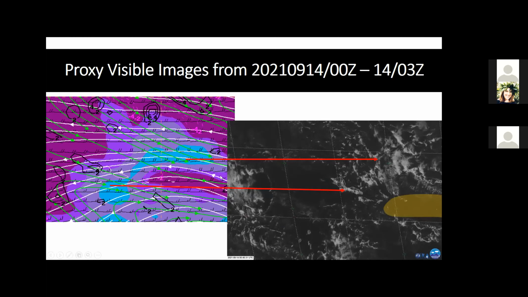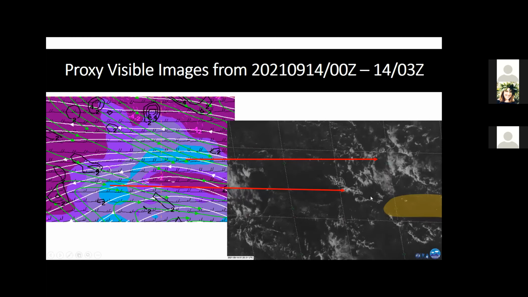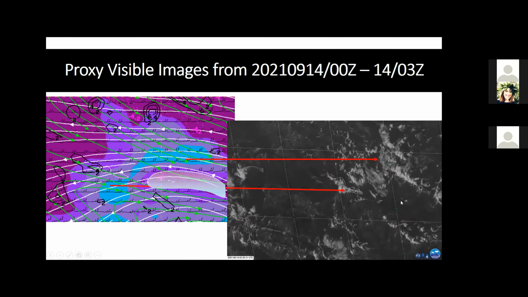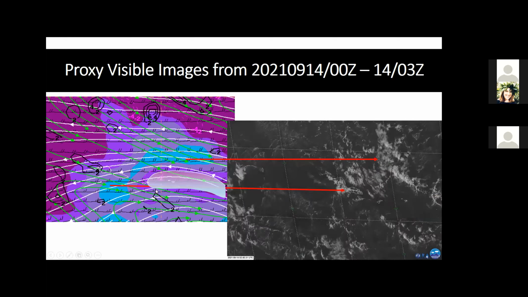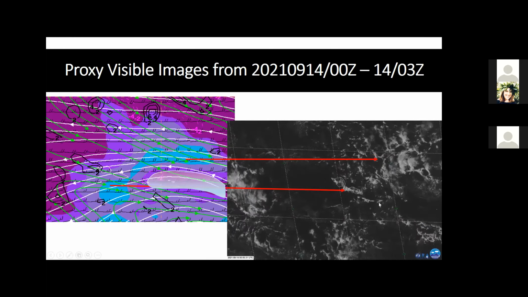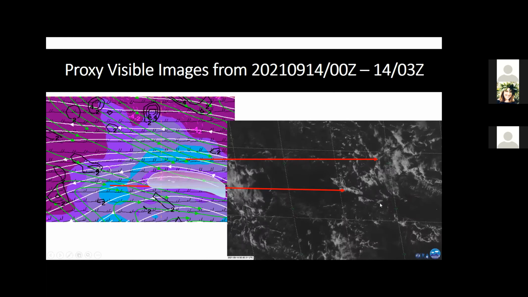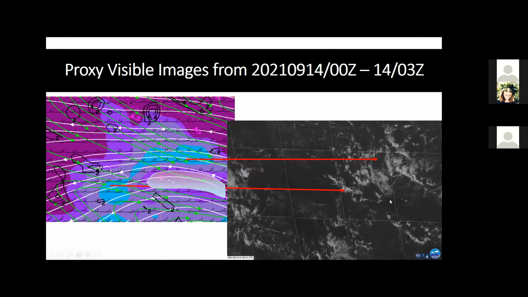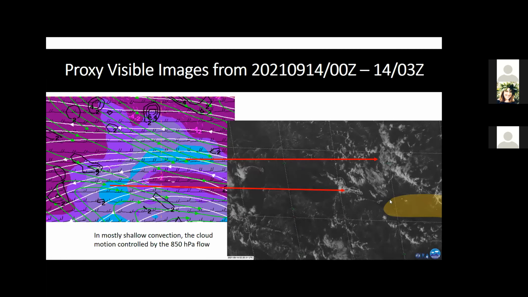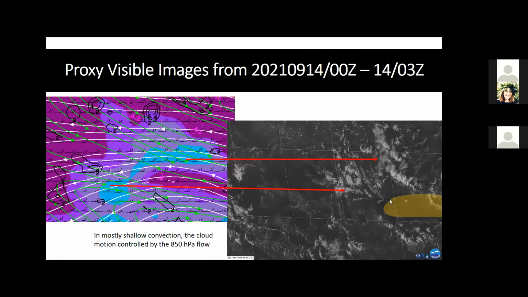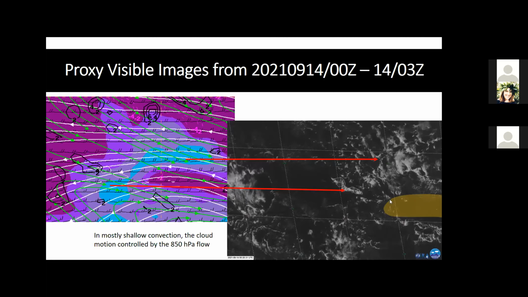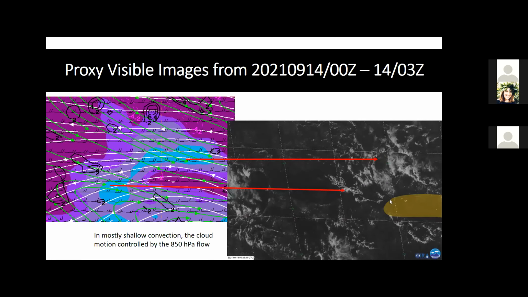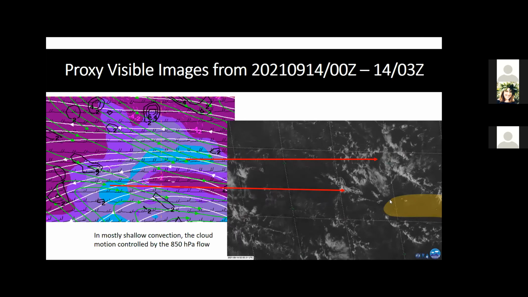And notice the impact that the dry slot is having. Before that, we're not seeing that many streamers forming. And as the dry slot gets over to American Samoa, notice that the streamers disappear. So the air mass is becoming more stable. I was really surprised by seeing how well the model identified that. Again, mostly shallow, so your 850 winds are providing the steering flow conditions.